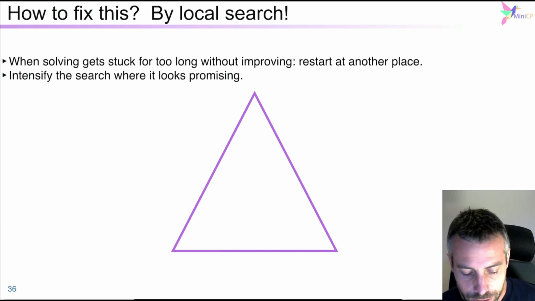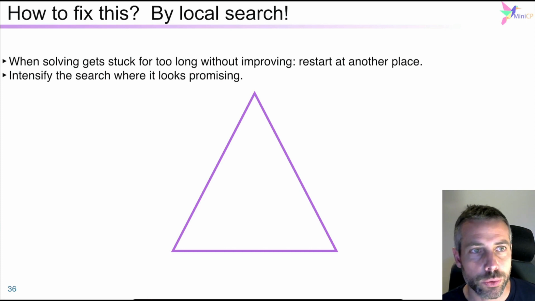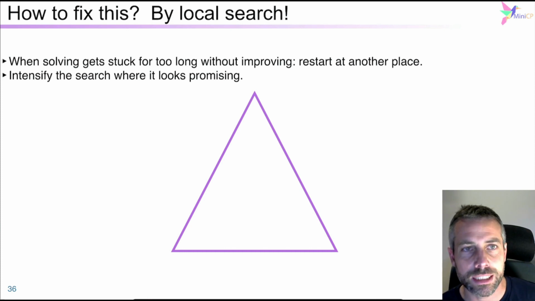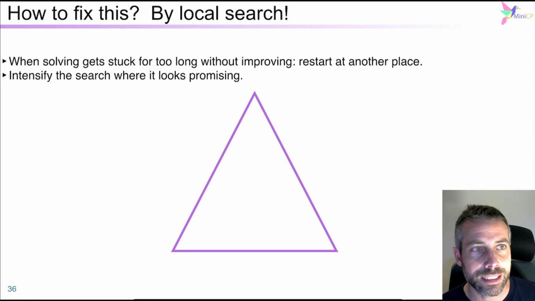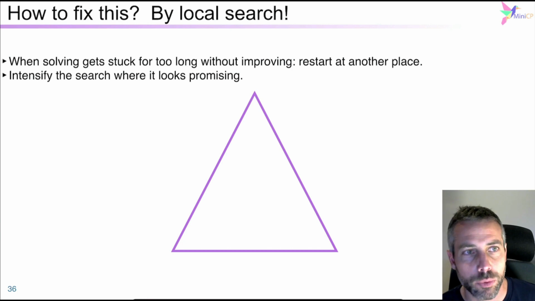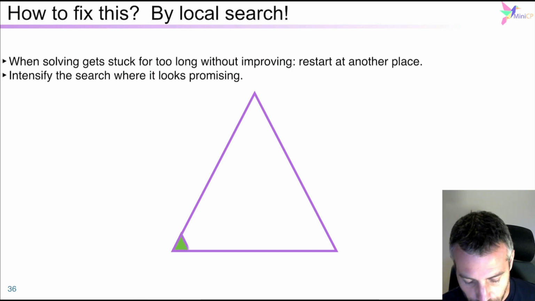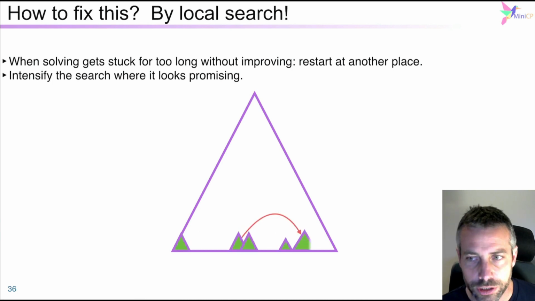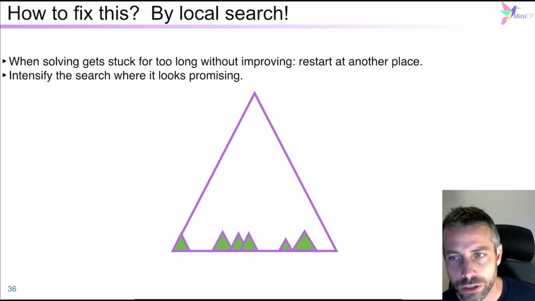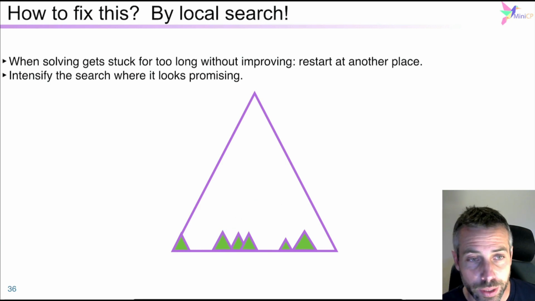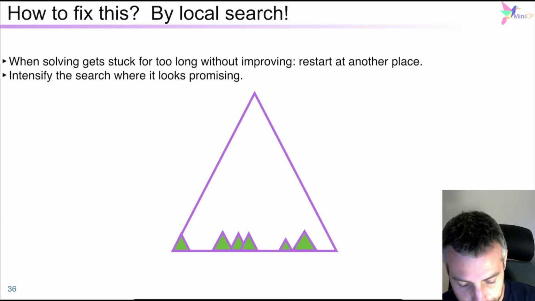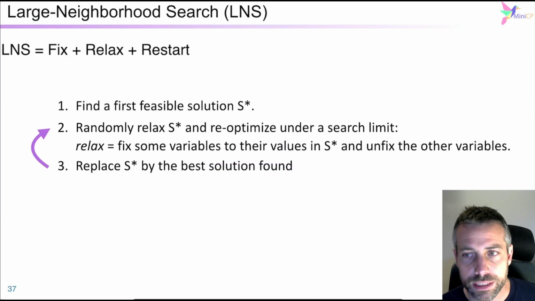When we get stuck for a while in the search tree, we will take a very radical decision. We will restart from another region of the search tree, and we will intensify the search where it looks promising. For instance, after a few seconds, you jump from one region to another, but you stop very quickly so that you have the time to explore different regions. How we proceed is in 3 steps.